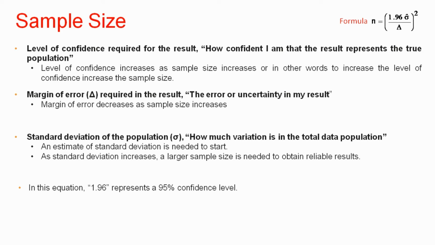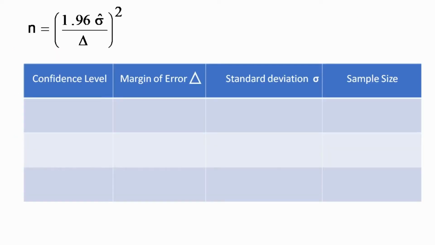Let us take a few examples to understand this better. In this formula, the confidence level is 1.96, your margin of error delta is 2, and standard deviation is 4. If we put all these three things in the formula, the sample size comes out to be 15.3, so a rounded figure of 16 can be taken.